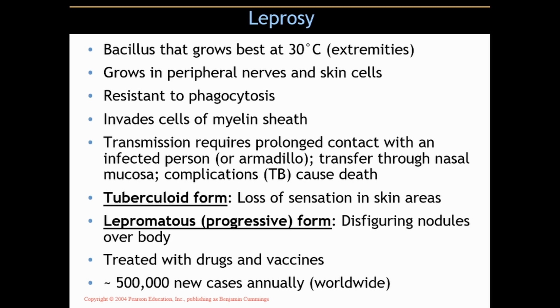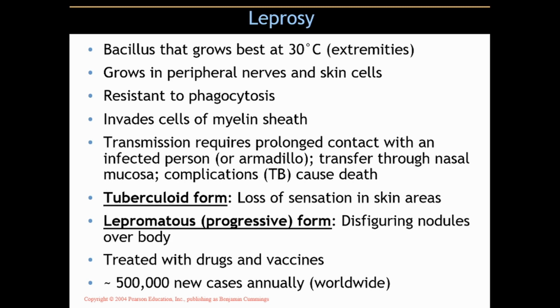And that's why this disease, we often think of it as just being a skin disease, because that's how it manifests itself. It presents on the skin. But actually, what's going on behind the scenes under the skin, it's invading peripheral nerves and getting into the cells of the myelin sheath. Those would be the Schwann cells that compose the myelin sheath of the peripheral nerves.